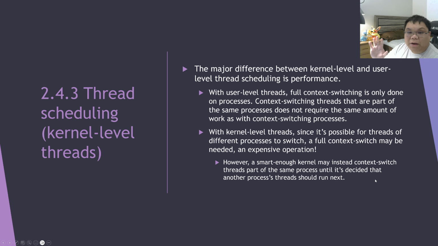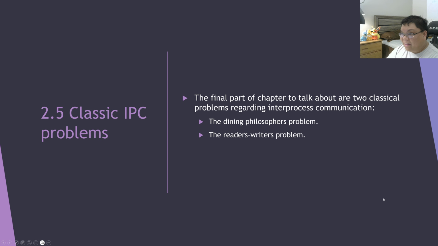Context switching processes is more expensive than context switching threads. If you want to be more efficient with context switching threads, we want to prioritize context switching threads that are part of the same processes before we context switch threads that are part of different processes. Again, it's like that round robin within round robin thing.